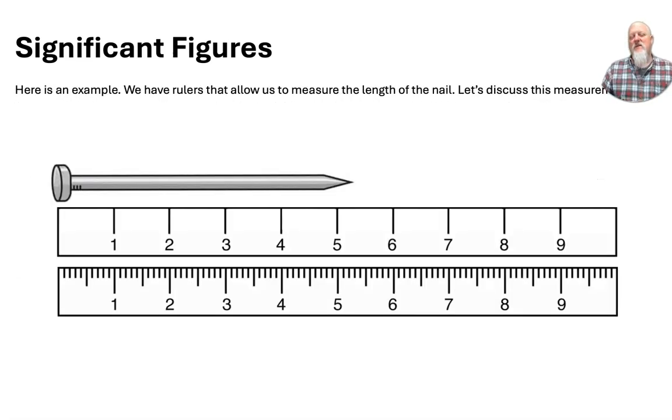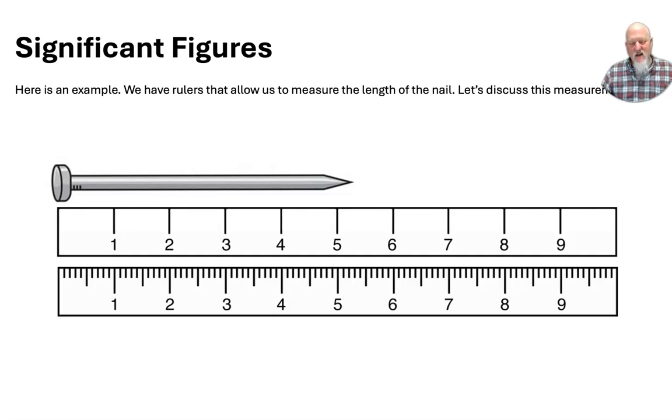So let's talk about this a little bit differently. Let's actually look at a measurement. We're going to use two different rulers here to measure this nail, and maybe you do a measurement and I do a measurement. This first ruler has marks only at, we'll call this centimeters, even though it's not perfect, like 1 centimeter, 2 centimeter, 3 centimeter, 4 centimeter, and so on.